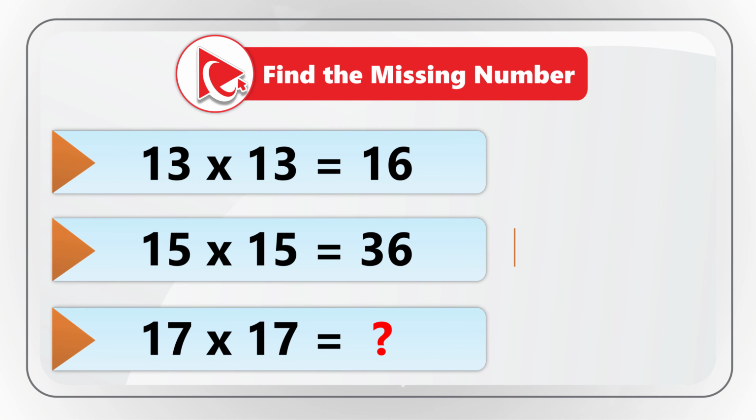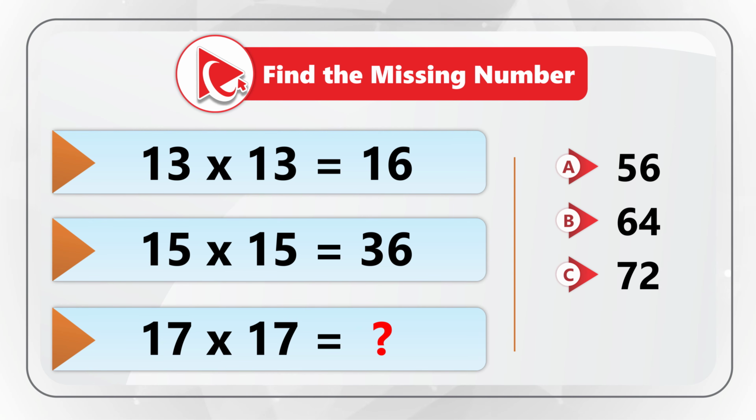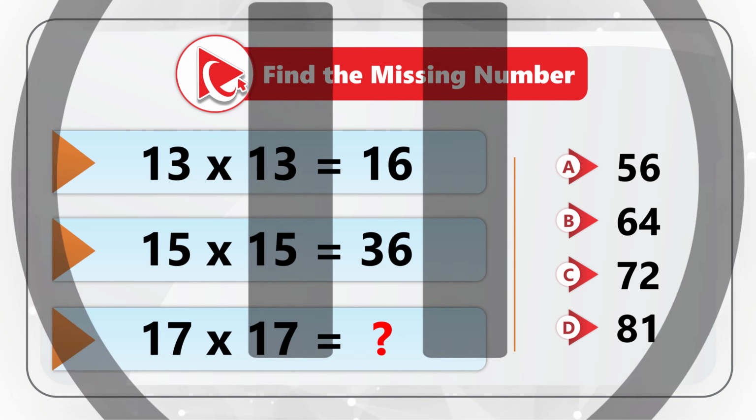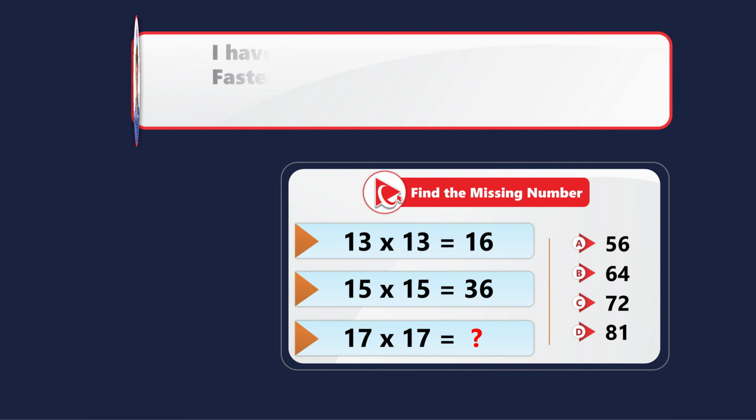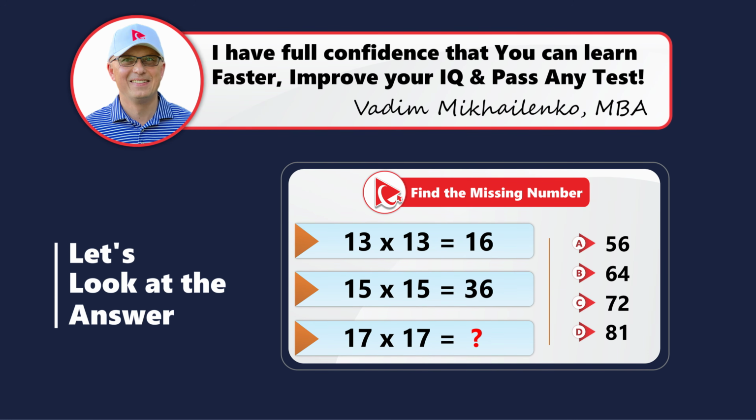You have 4 different choices to select from. Choice A, 56. Choice B, 64. Choice C, 72. And choice D, 81. Take a close look. Maybe pause this video to see if you can come up with the answer. Did you figure it out? The answer is so simple, so when you learn it, you'll be very surprised.